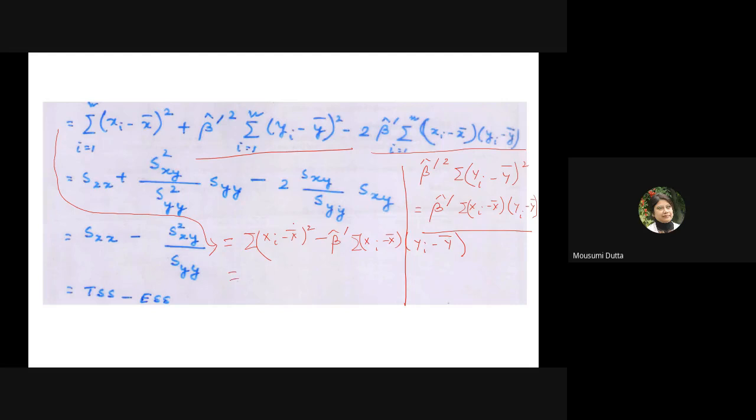Okay. So this part is nothing but TSS. So this is TSS, the variation in the dependent variable. And this part is nothing but ESS. So ultimately we are finding that RSS is equal to TSS minus ESS, or we can write TSS is equal to ESS plus RSS. Any question?